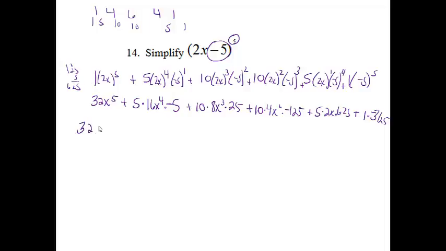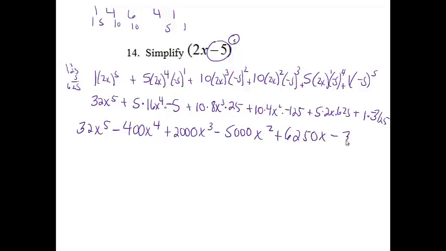So we're going to have 32x to the 5th. And then when I multiply the 5 times the 16 times the negative 5, I'm going to get minus 400x to the 4th. And then 10 times 8 times 25 will be plus 2,000x to the 3rd. And then 10 times 4 times negative 125 will be minus 5,000x to the 2nd. And then 5 times 2 times 625 will be a positive 6,250x, and then minus 3,125. So, got that one done.